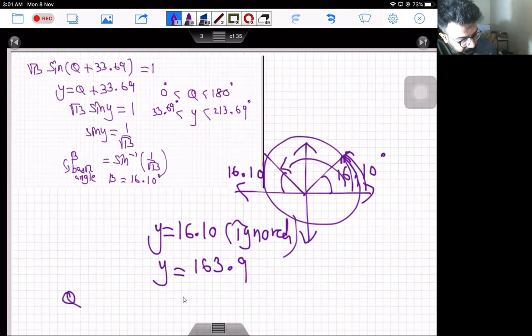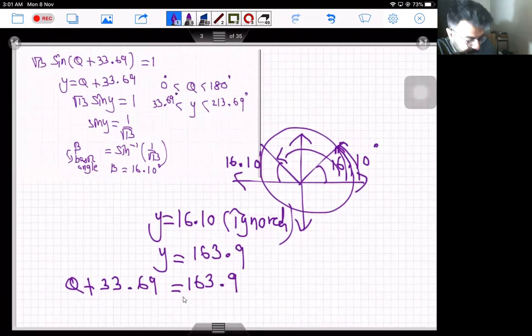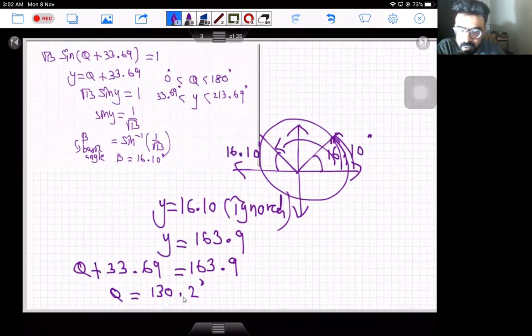So theta plus 33.69 has just one acceptable value, which is 163.9, and the value of theta is found by subtracting 33.69 from it. So 163.9 minus 33.69, the value of theta correct to one decimal place is 130.2, and this is your only acceptable answer. The other ones will be ignored.